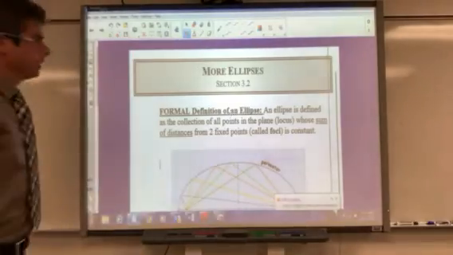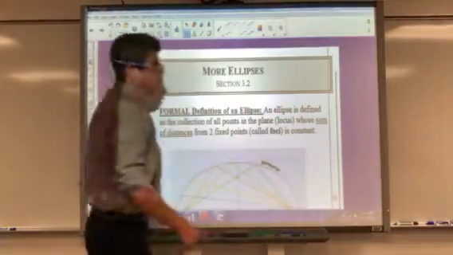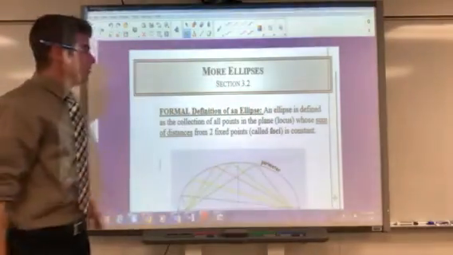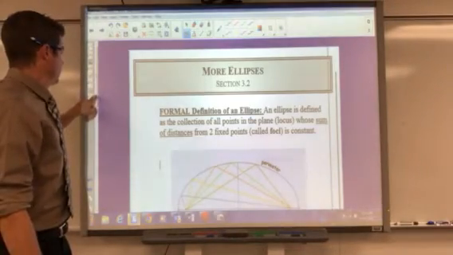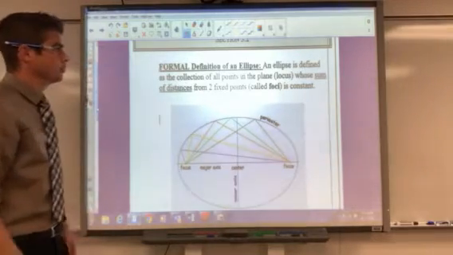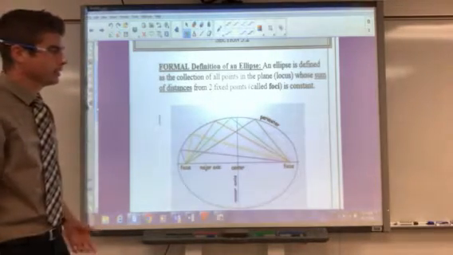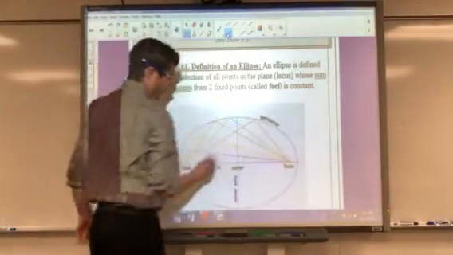Okay, so I just wanted to share a quick video of this first one about the formal definition of an ellipse. If you read through this page, it says an ellipse is a collection of all points in a plane whose sum of distances from two fixed points is a constant. Each of the points is a focus, and together they're called foci, plural.